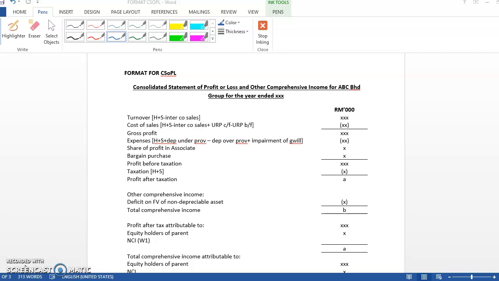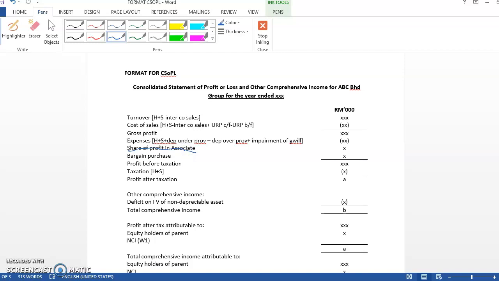in the SoP, we have 3 steps when we deal with associate. The first one, we need to calculate the goodwill for associate. So the same thing applies here, whereby we need to calculate the goodwill for associate. Okay, the second step is share of profit in associate. So for share of profit in associate, we will put here, right? You can see that in the format you have share of profit in associate.